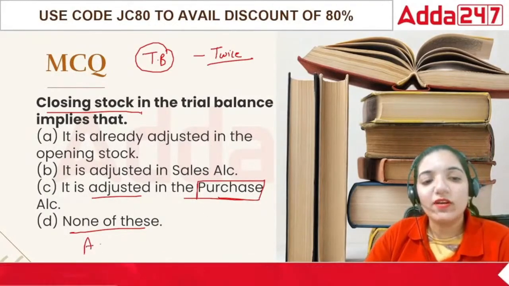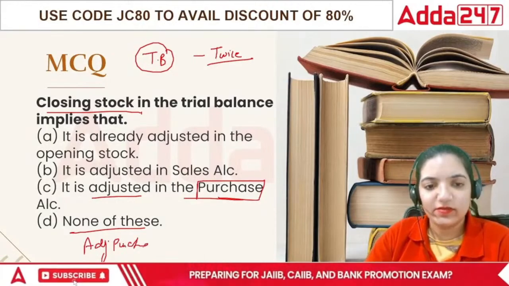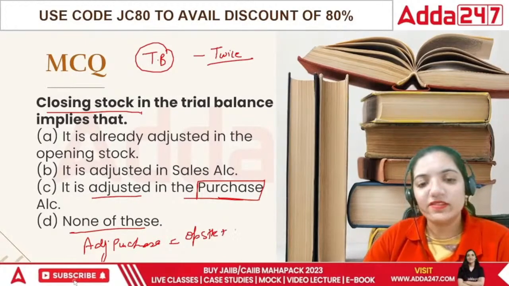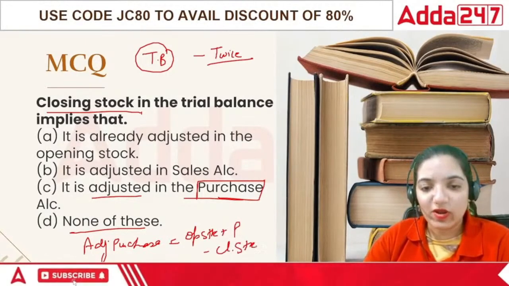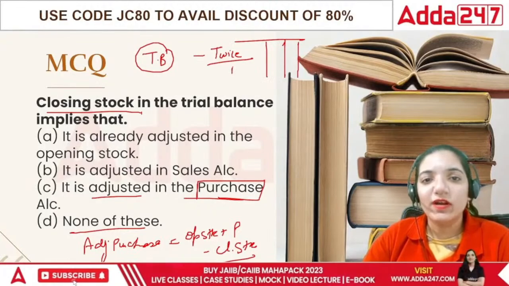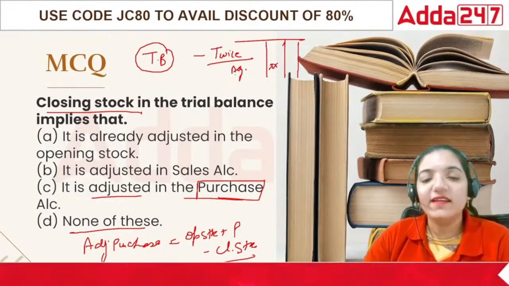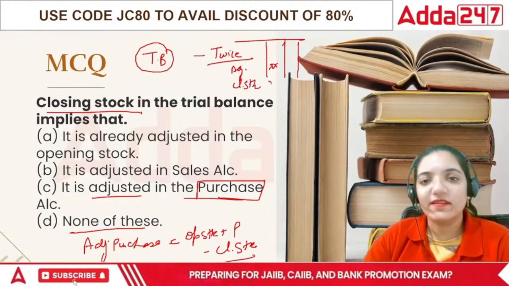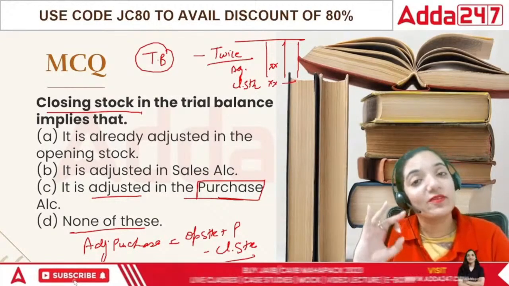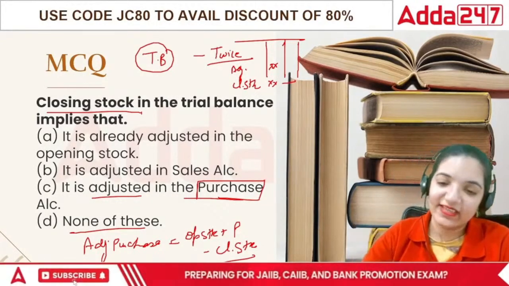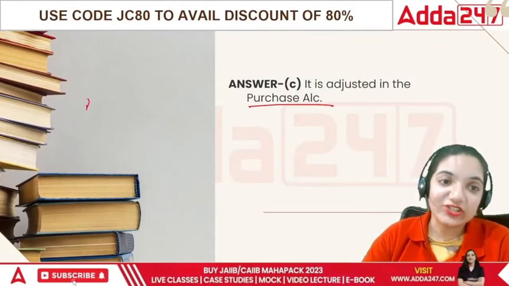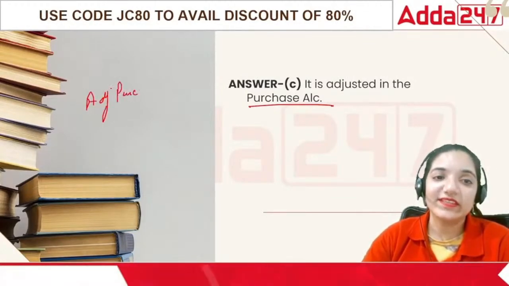There is a term called adjusted purchase. It is noted as opening stock plus the purchases minus closing stock. So how does it exactly look in the trial balance? In the trial balance we will show adjusted purchases here and we will show the closing stock here. So one time the closing stock is deducted and one time it is added. So the ultimate effect will be 0. It is adjusted in the purchases, and such purchases in which it is adjusted are called adjusted purchases.